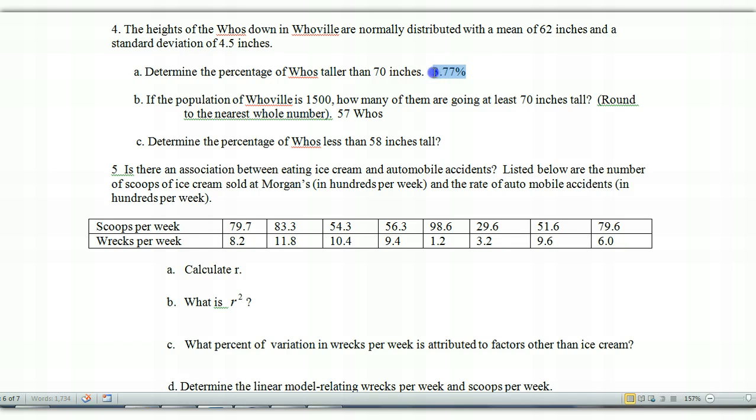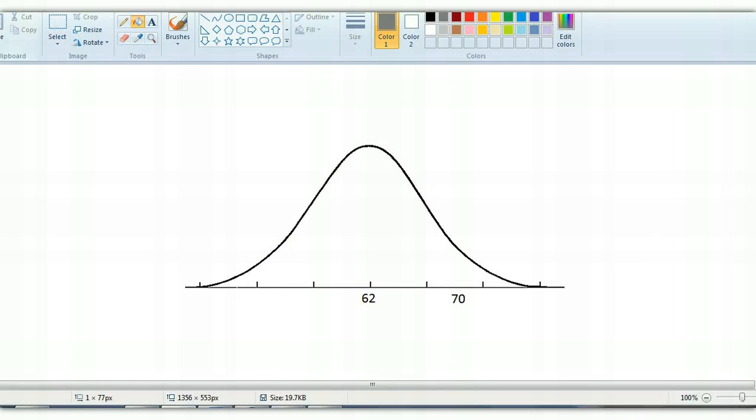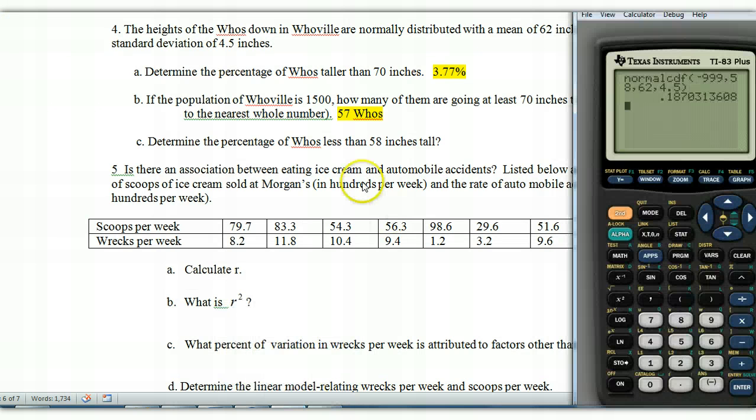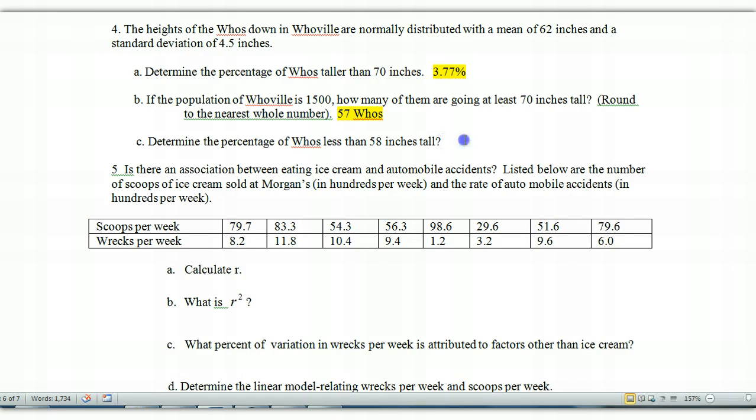Alright, and then part C just gives us a different number in a different direction. So how many would be less than 58 inches tall? So shorter than 58 inches. Alright, that would be down here below the mean, 58 somewhere, and now we're looking for this area below the mean. So again, drawing a picture helps, because when you're doing normal CDF, you're asking yourself, where does the shading start? The shading starts way down here somewhere. Is it to a percent? Which they do ask us to, so we should.